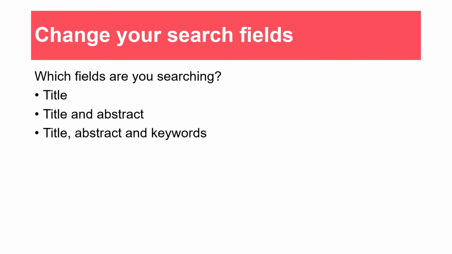So if you're not getting many results and you search title and abstract, you might change to the default option and search more broadly. This approach can also be really useful if you've got far too many results to search through. You can reduce the number of search fields that you are searching.